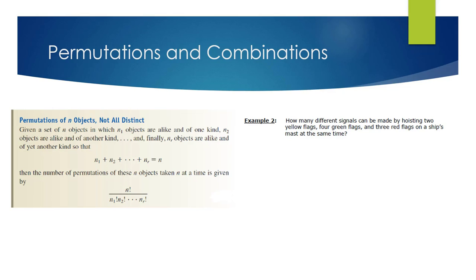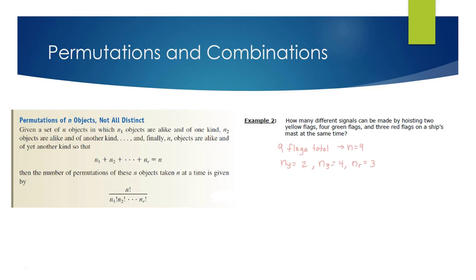For instance here, how many different signals can be made by hoisting 2 yellow flags, 4 green flags, and 3 red flags on a ship's mast at the same time? Here, each yellow flag is going to look the same, so it doesn't matter which order they are in. You have 2 in the group of yellow flags, 4 in the group of green flags, 3 in the group of red flags. That means you have a grand total of 9 flags. Out of those 9 flags, how many different ways can they be raised to produce a different sequence of colors is what you're looking for here.